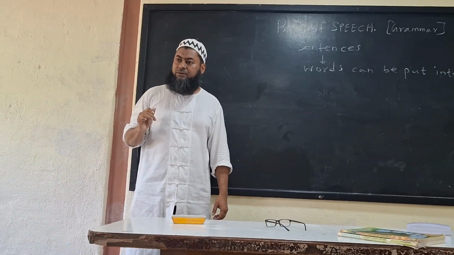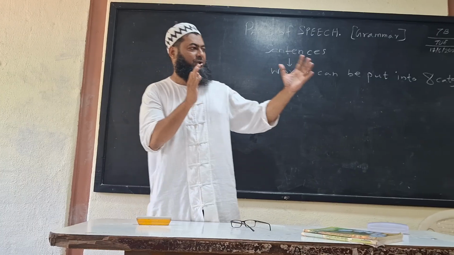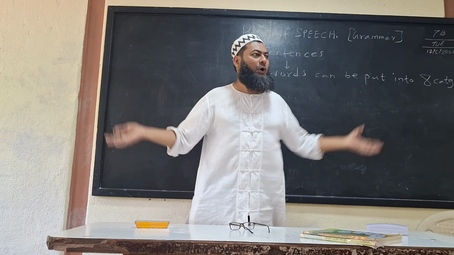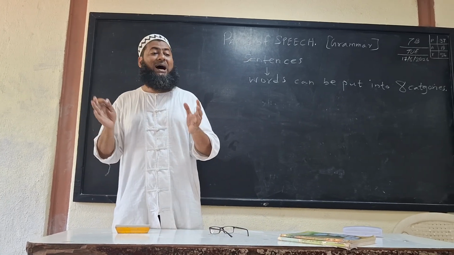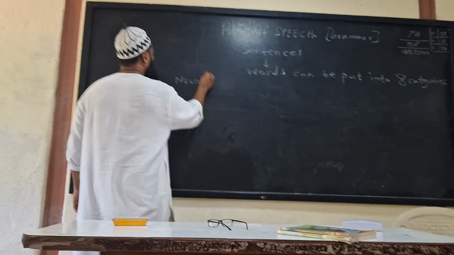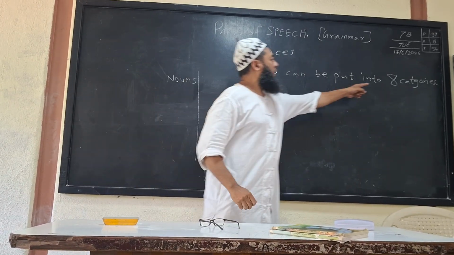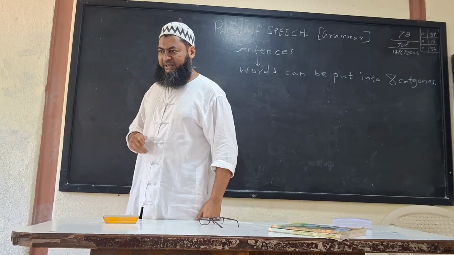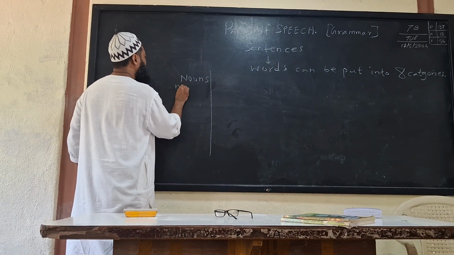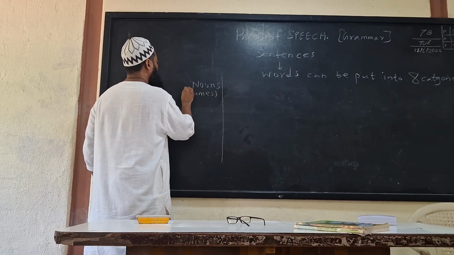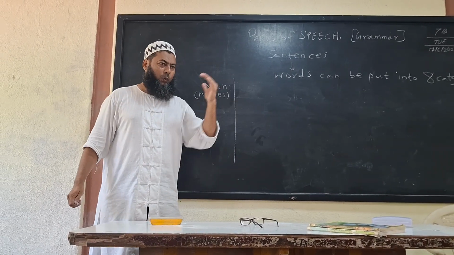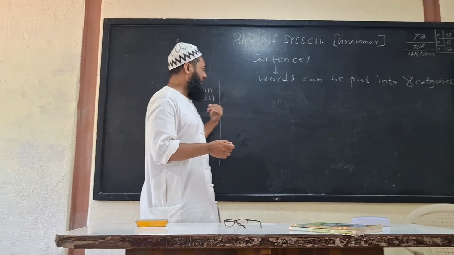There are words that have names. All those words that we know, they all are nouns. So out of 8 groups, 8 categories, we have one group that is noun, that is names. Noun means names. All words that have a name will be put into this category.